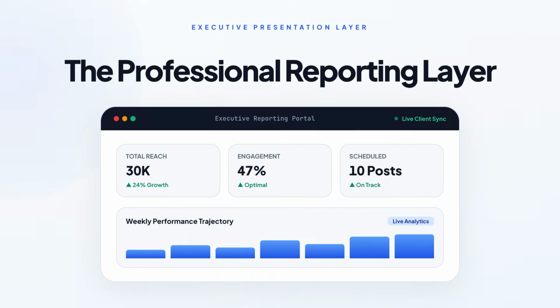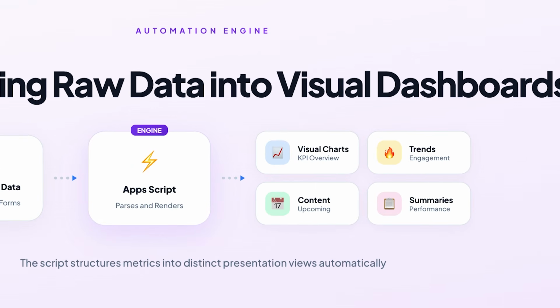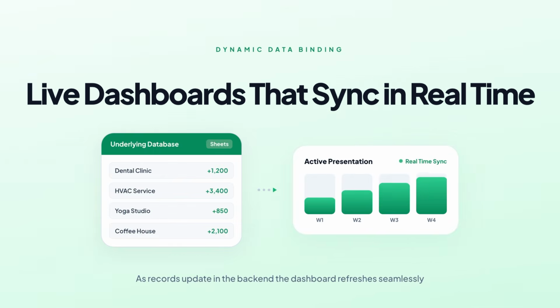The reporting layer is what makes the system look professional. AppScript can turn your collected data into charts, engagement trends, upcoming content, and performance summaries. Because the dashboard reads from your underlying data, it can update as that data changes.